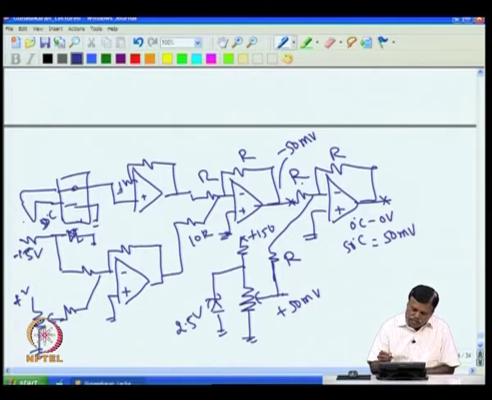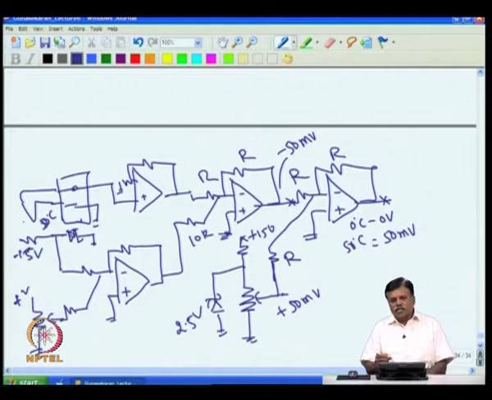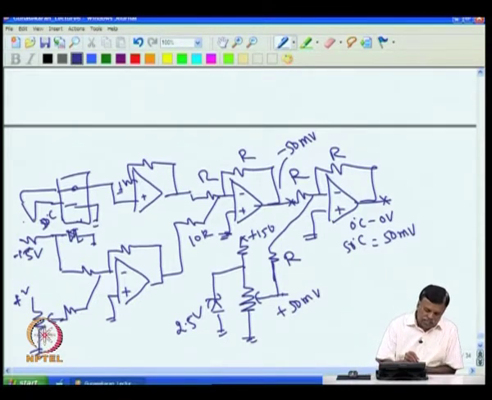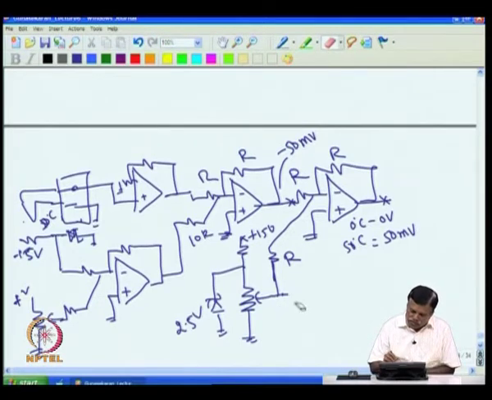Then if I want the temperature to be raised to 100 degree C, assume that I put this junction in an oven whose temperature is to be measured, and I want to keep the oven at 100 degree C. If the oven is at 50 degree C, I know I will get minus 50. Then what I do is I will set this one to 100 millivolt.